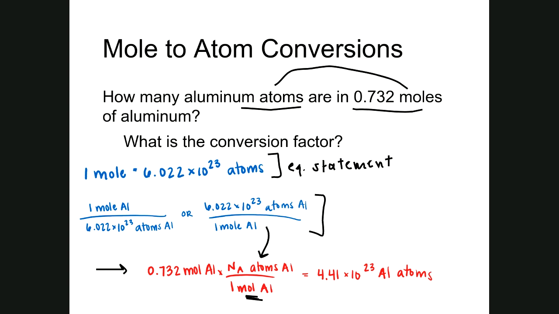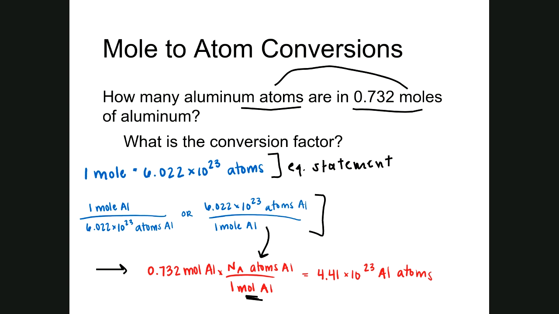So if you go into your calculator, you should be able to type in 0.732, multiply that by 6.022 times 10 to the 23rd. So again, make sure that you're plugging in scientific notation correctly. And when you hit enter, I end up getting 4.41 times 10 to the 23rd. Make sure you try this out yourself, feel comfortable with your calculator, and make sure you're understanding which buttons you should be pressing.